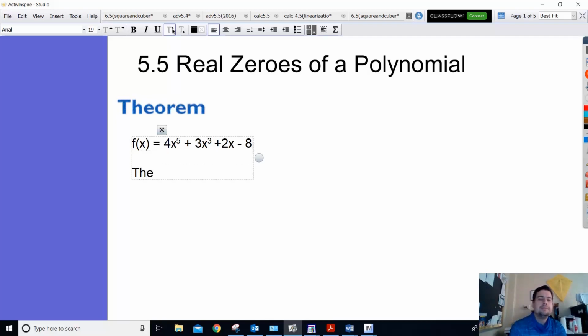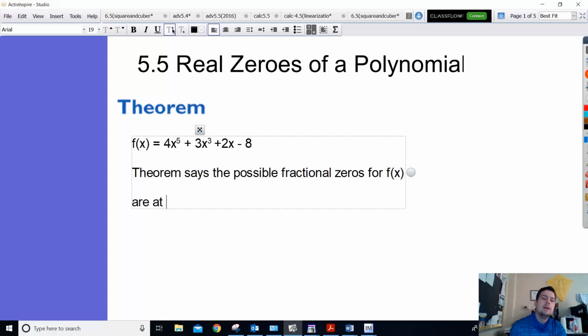The theorem says the possible, doesn't mean they are, the possible fractional zeros for f of x, this function above, are the factors of 8 divided by the factors of 4. If it has a fractional zero, that's where you find it. Now your book will use the letters P and Q, and that's what most books use.